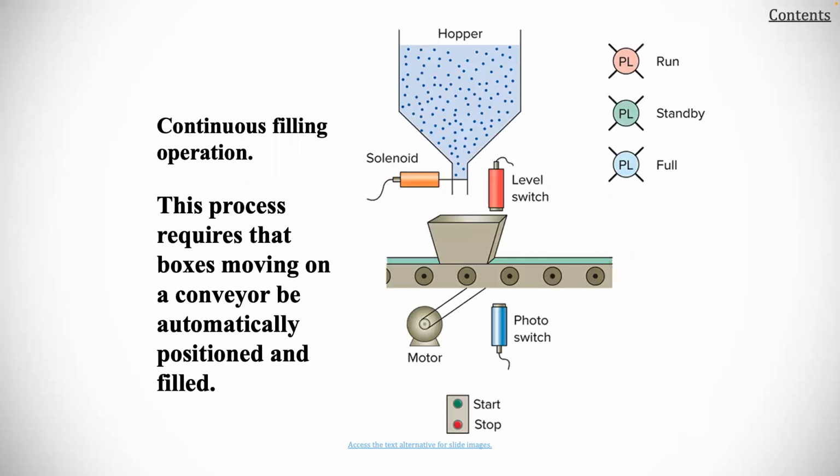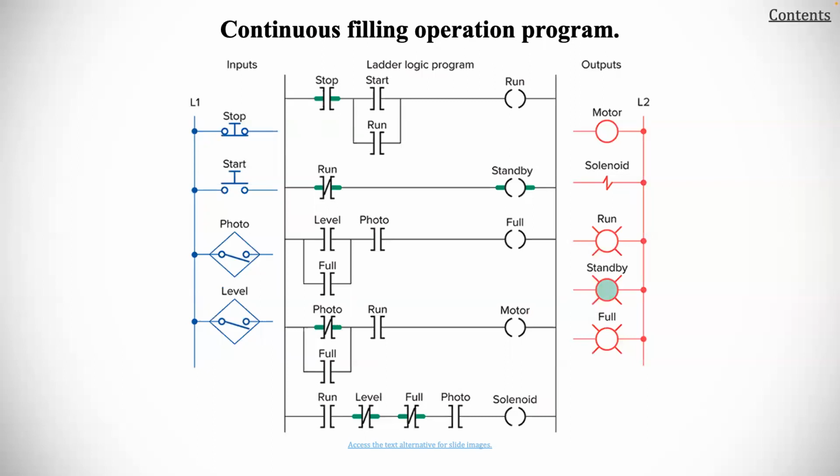For continuous flow operations, this process requires that boxes moving on a conveyor be automatically positioned and filled. So that's what that is, and here is the associated program to be able to do that.